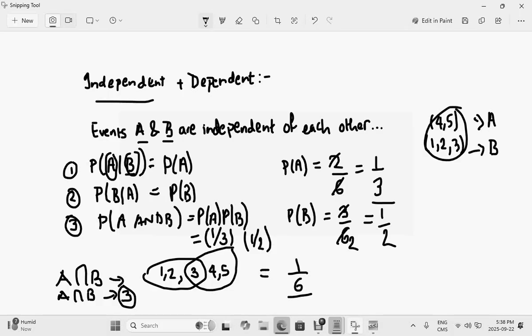All right, so this is how this works. So if either one of these three conditions are met, these two events are considered independent. If none of these three conditions are met, they are dependent, which means that either A has to happen before B can happen, or B has to happen before A can happen.